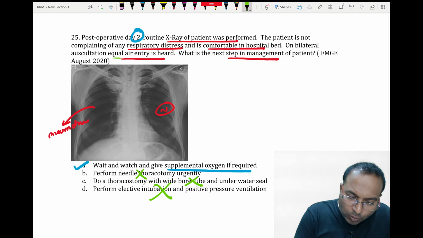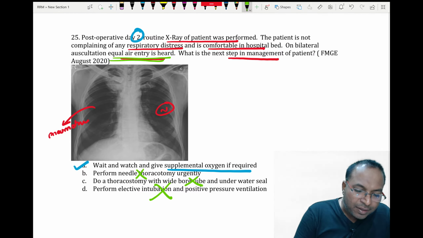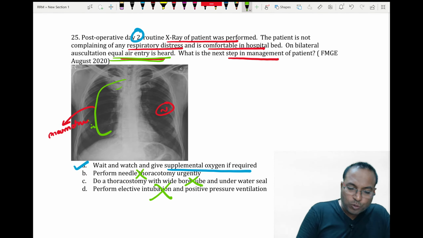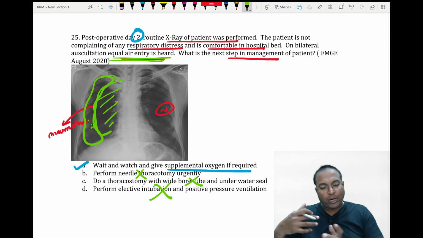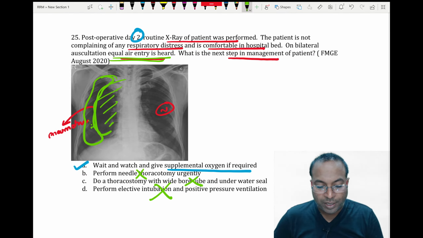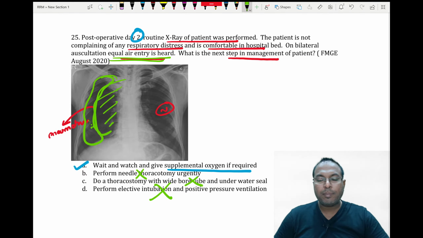That is, equal air entry is heard will not be a correct answer because this image might have little decreased air entry on this side. So probably the image in the exam would have been given small amount of pneumothorax here and there will be lung shadow present on the right side also. So this is a case of asymptomatic pneumothorax following a laparoscopic surgery. No need of anything, just wait and watch. That pneumothorax is not by air, it is by CO2, it will get absorbed by itself.